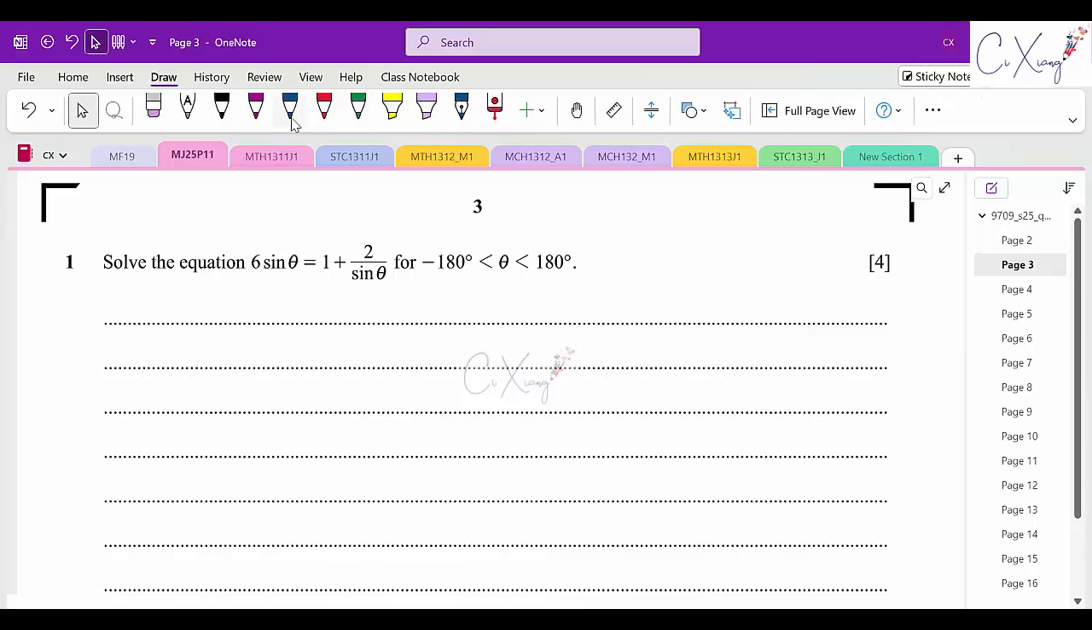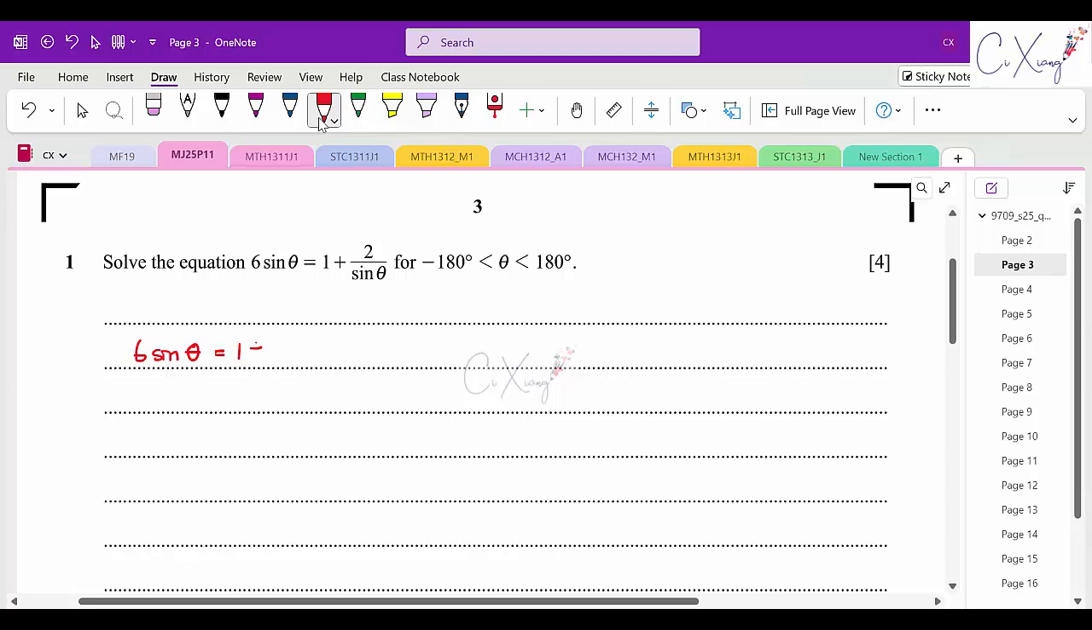Okay, to solve this question, we need to get rid of the sine theta as a denominator, right? If not, it is quite hard or tough for us to solve it. So what I'm going to do is multiply the whole equation by sine theta. So when I multiply the whole equation by sine theta, 6 sine theta will become 6 sine square theta, because sine multiplied with sine you get sine square, right? Then 1 multiplied with sine theta, you have sine theta. Then this fraction, you multiply with sine theta, you're having a 2.